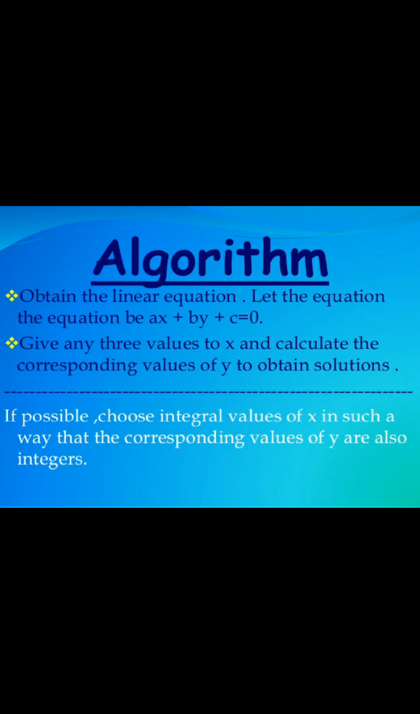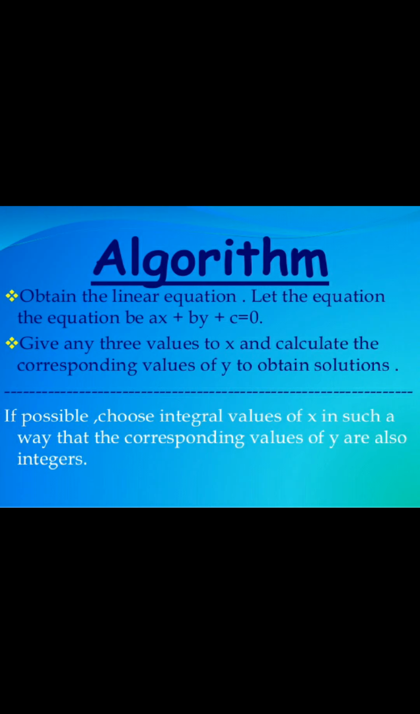We can take any three values. Three are enough to draw a graph. So take any three values of x and by putting the values of x in the equation we can find out the values of y. If possible, choose integral values of x in such a way that the corresponding values of y are also integers. Means we will take the integers, such that the value of the other can also be in integer form.